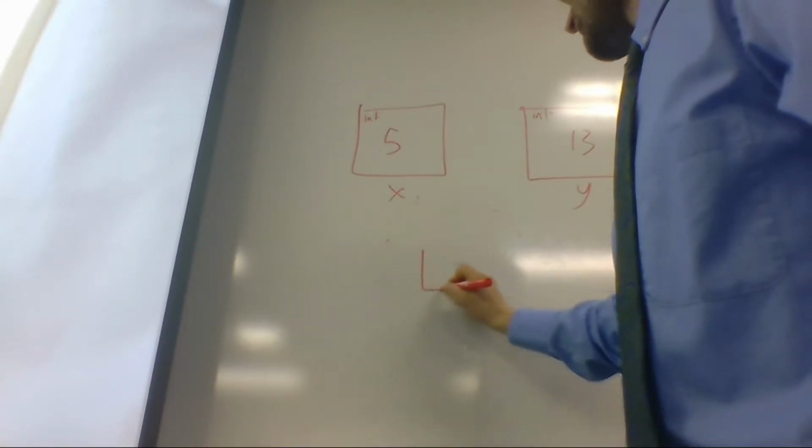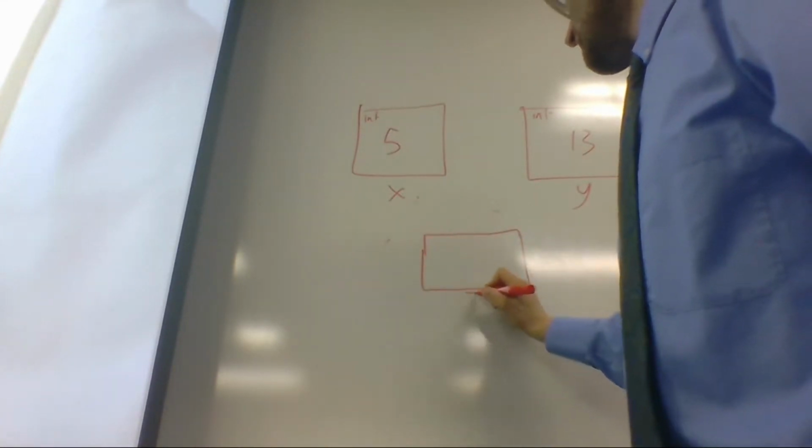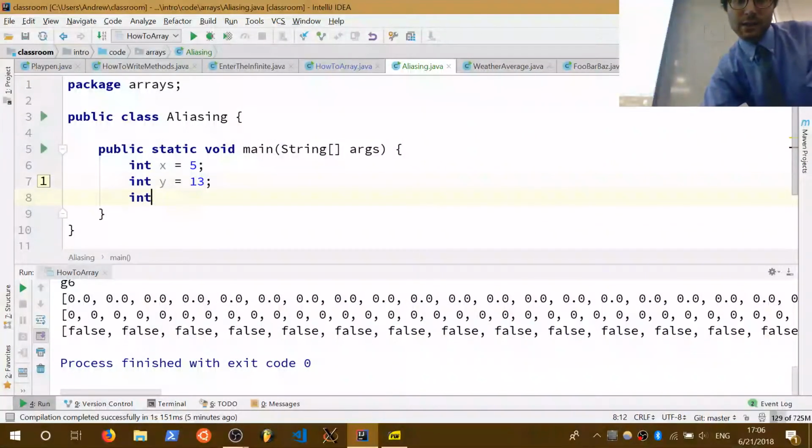So when I create a new box like this, and I call it int z, which I will do in the code right now, int z.